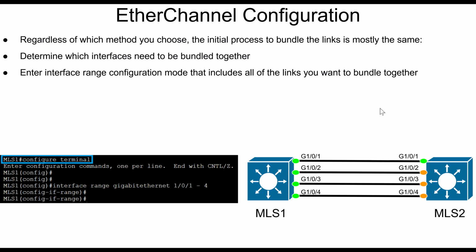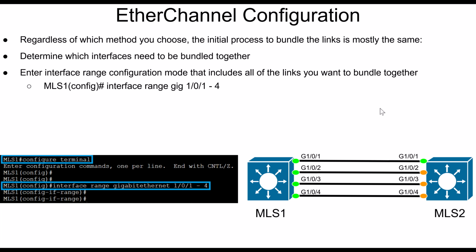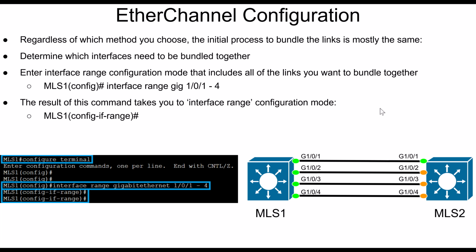We're going to go into configure terminal. Interface range GigabitEthernet 1/0/1-4. The result of this command takes you to interface range configuration mode. So instead of config-if, now we're in config-if-range. That means you're not just configuring one interface, you're configuring a range of interfaces. And in this case, the range of interfaces ranges from G1/0/1 to G1/0/4. We are now ready to begin bundling the links into an EtherChannel.